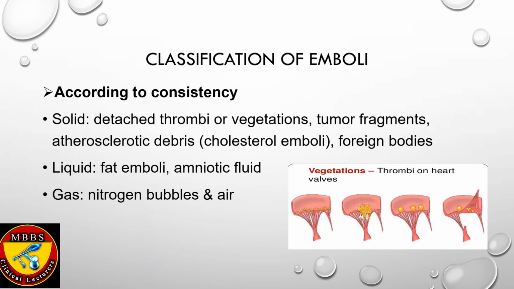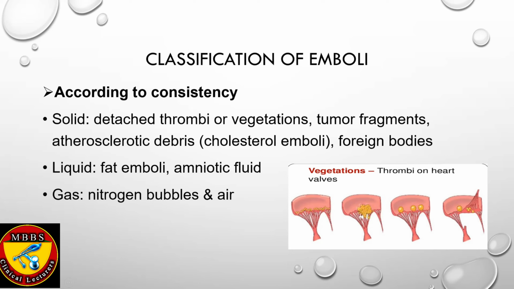Then, classification of emboli. We classify them according to their consistency, which might be solid, liquid, or gas. Solid emboli are mostly detached thrombi or vegetations. The vast majority of emboli are dislodged thrombi, or they are a part of thrombi, so they are also called thromboembolism.